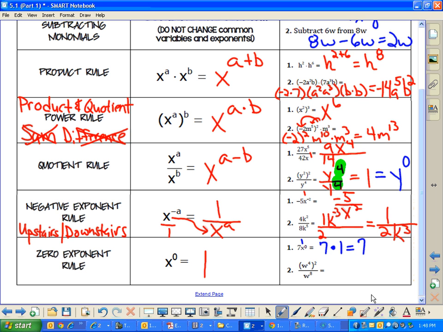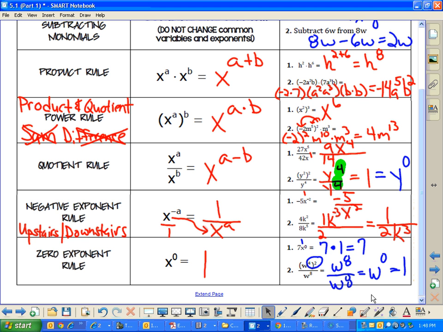Number 2, you have w to the 4th squared over w to the 8th. You could multiply those two together, so you get w to the 8th on top. Oh, hey, look at that, w to the 8th on the bottom. If we do 8 minus 8, you get 0. Anything raised to the power of 0 is 1.